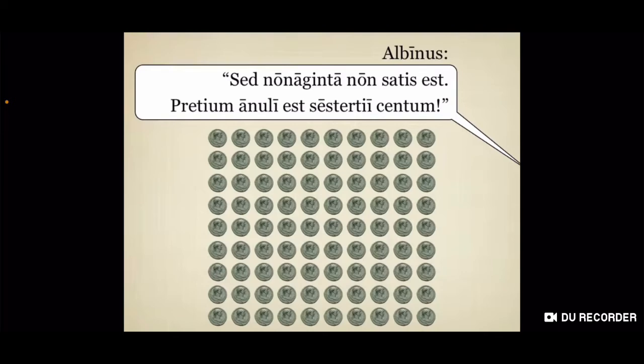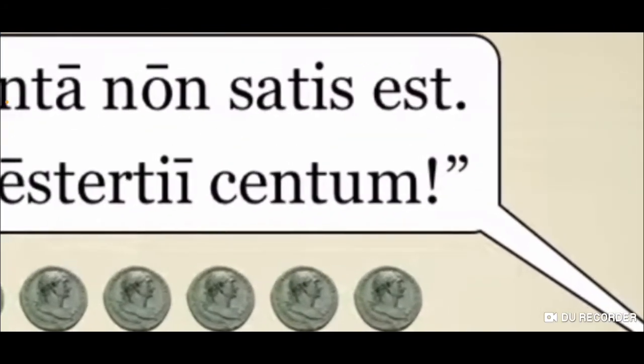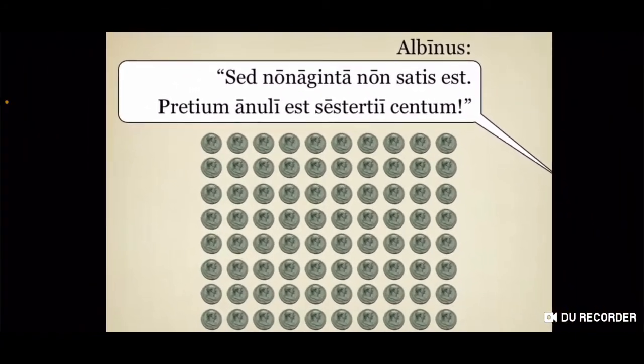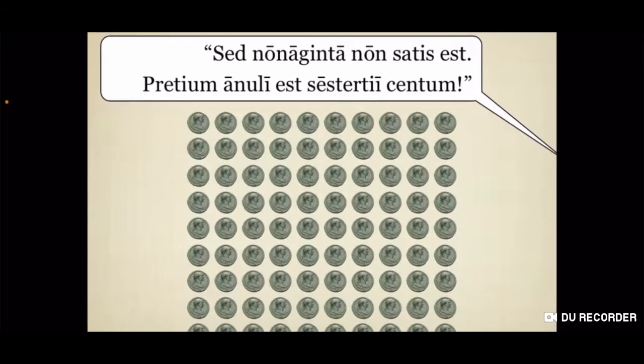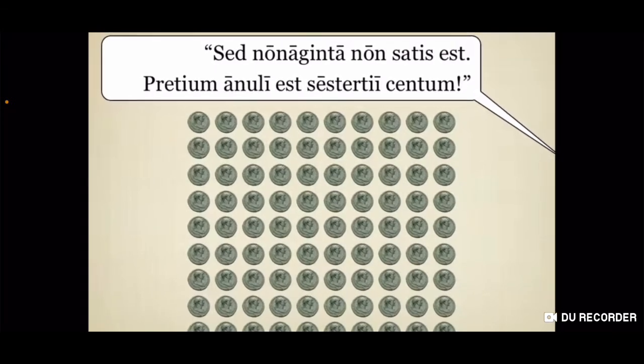The price of the ring is 100 sestertii. But 90 is not enough. Satis, enough, are satisfied. The price, pretium annuli, of the ring is sestertii centum, 100 sestertii.